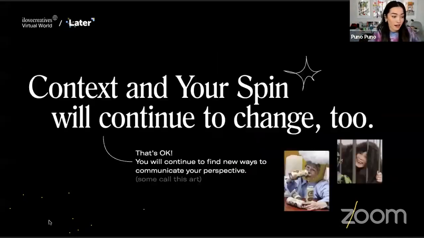So context and your spin will continue to change. And so just remember that it's okay to feel imposter syndrome. That's just a trigger that is helping you understand, oh, okay, I need to try a little bit harder, or think of new ways, or find new strategies. You will continue to find new ways to communicate your perspective. Some people call this art. I don't call it that, but some people do.